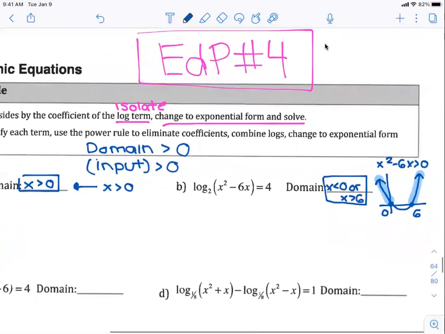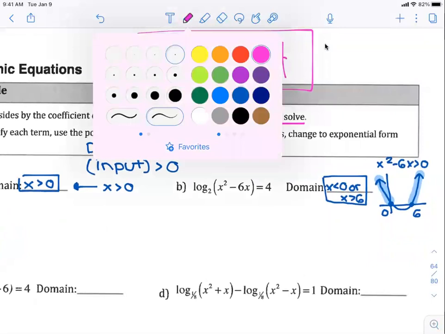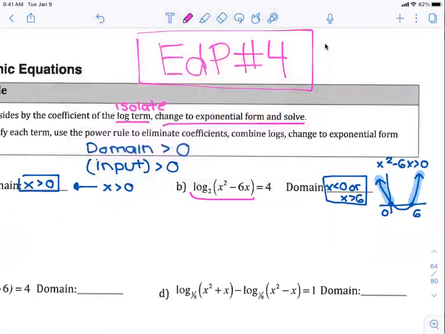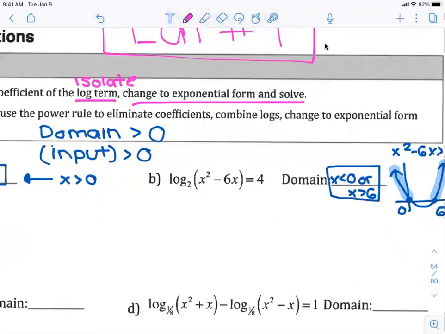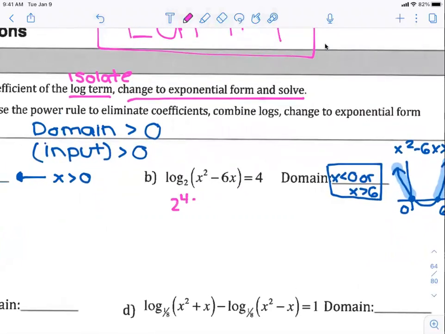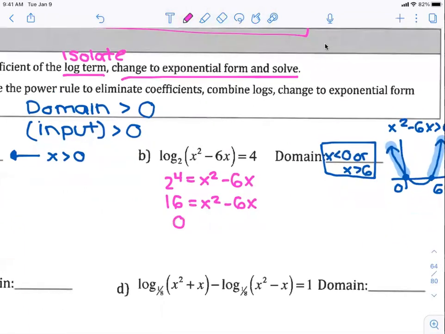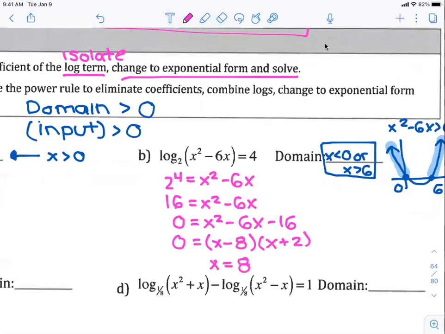And now we're going to go ahead and solve the log. The nice thing is the log is isolated. Notice that there's nothing else by it. I can't solve it, so I'm going to turn it into exponential. So 2 to the 4th equals x squared minus 6x. 2 to the 4th is 16. So to solve this, it's a quadratic. I'm going to get it equal to 0 by subtracting 16 to both sides. I'm going to go ahead and factor this. Two numbers that multiply to negative 16 and add to negative 6 are negative 8 and positive 2. And then when I solve that, that gives me x equals 8 and x equals negative 2.